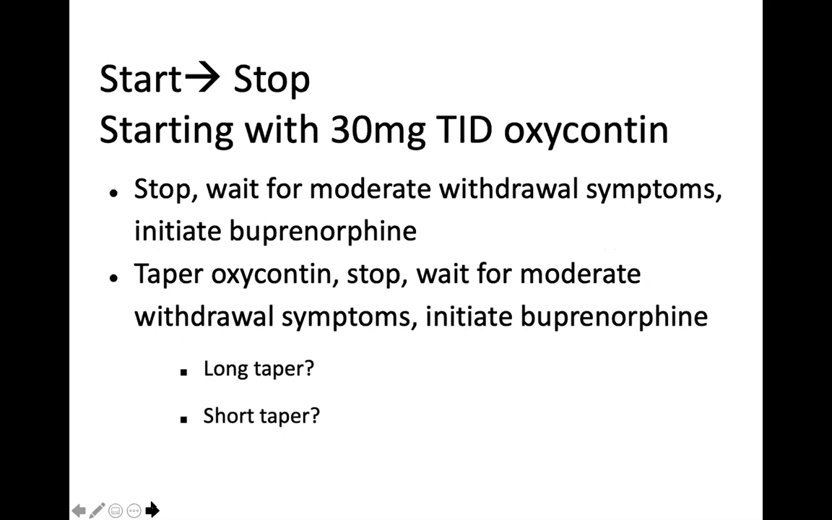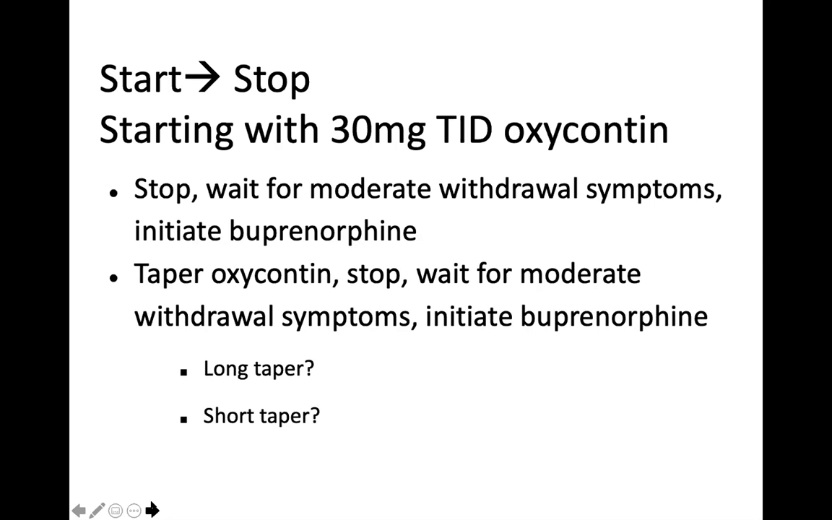Generally with traditional initiation, you have to stop the full agonist, wait for moderate withdrawal symptoms, and then start the buprenorphine. And there are multiple ways to do this. One is just to say, you can stop it now, we'll wait for withdrawal symptoms and then start the buprenorphine.